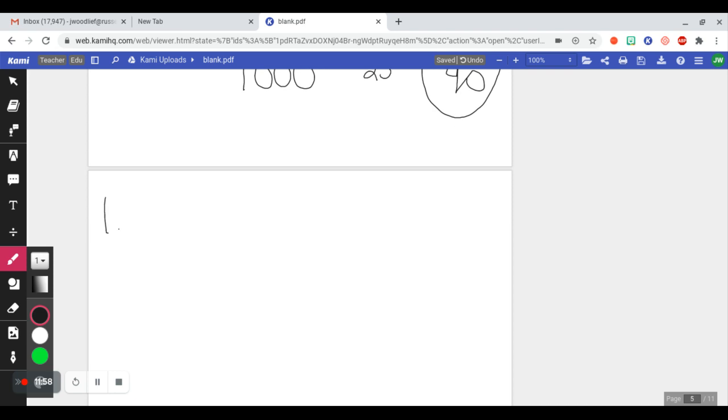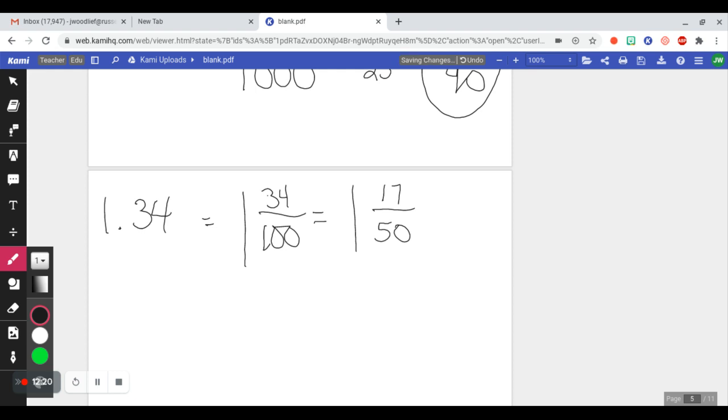Okay, what if there was a whole number out front? Let's say it was 1.34. Well, the 1 is a whole number, so when I make my fraction, I'm just going to put that as a whole number out front, and then I would put my 34 over 100 and then reduce. So I would get 17 over 50 because I'm going to reduce by 2.